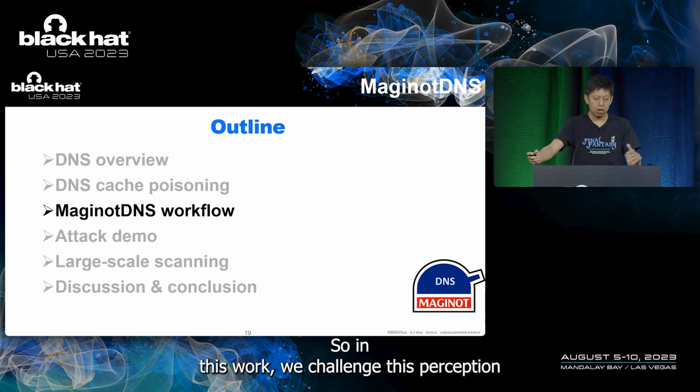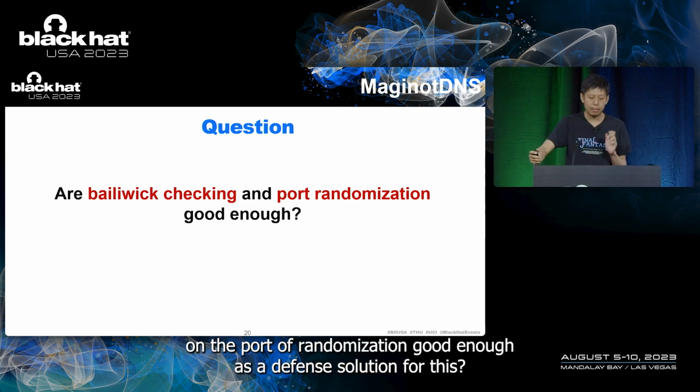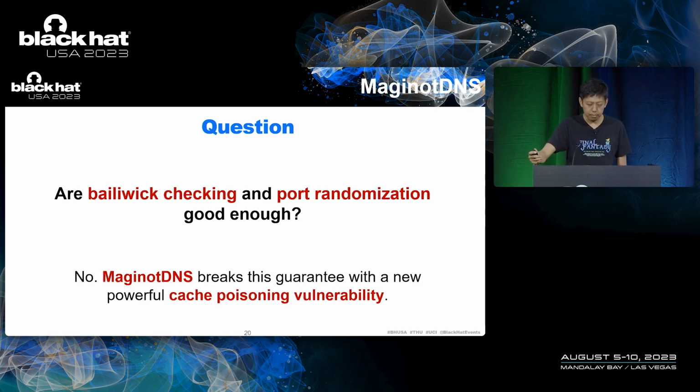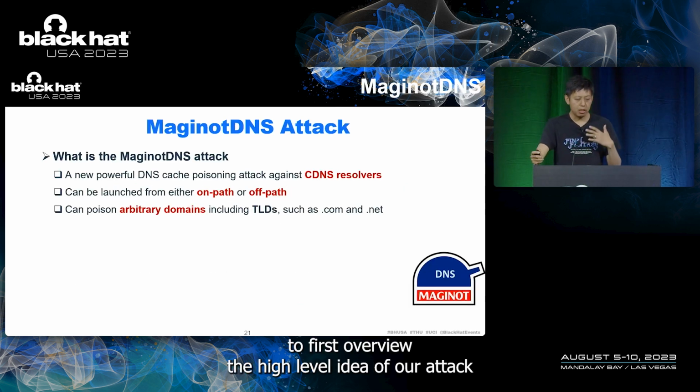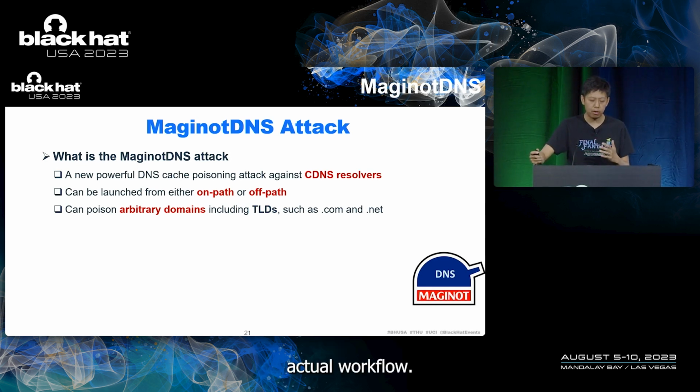So in this work, we challenge this perception, and we ask this question: are bailiwick checking and port randomization good enough as a defense solution for DNS? And of course, the answer is no, because I'm presenting an attack talk. So here I'm going to first give an overview of the high-level idea of our attack, called MaginotDNS, and then I'm going to walk through the actual workflow.